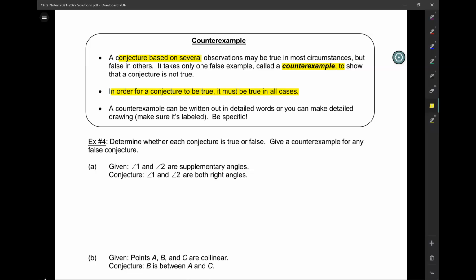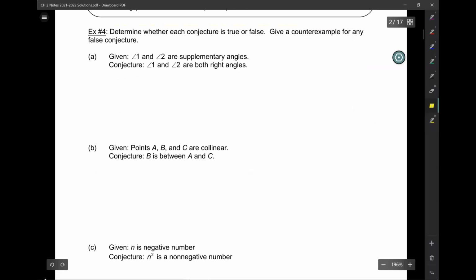Okay? Now, a counterexample can be written out in detailed words, but you can also make a detailed drawing, because this is geometry ultimately. But it's got to be detailed and specific. You've got to cross all the T's and dot all the I's, all right? You know what I mean. Okay. Determine whether each conjecture is true or false. Give a counterexample for any false conjectures.